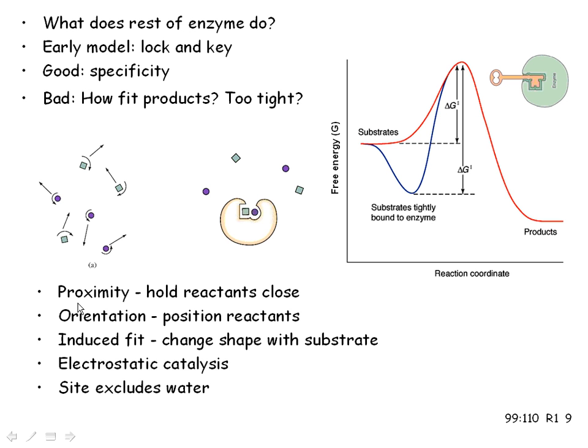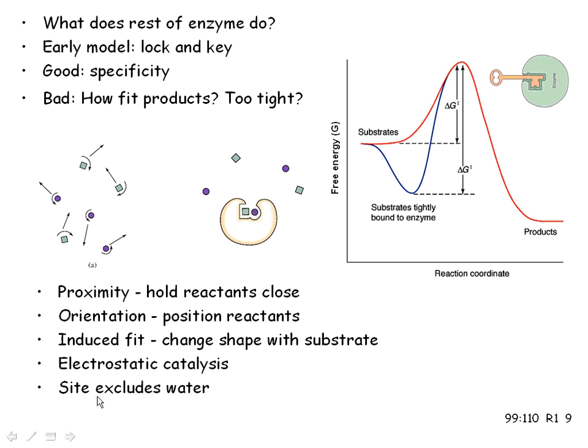Just proximity, how close they hold reactants. Orientation, twisting it a little bit like this so they're lined up right. Sometimes the enzyme will actually change its shape when the substrate binds and then can kind of grab it some new way. The electrostatic cloud, in other words, positive and negative charges around the substrate that can influence where the electron clouds go. Another nice thing it can do is to keep water out.